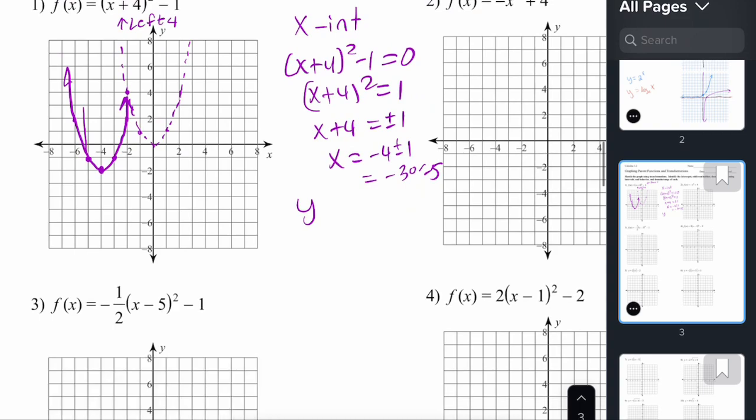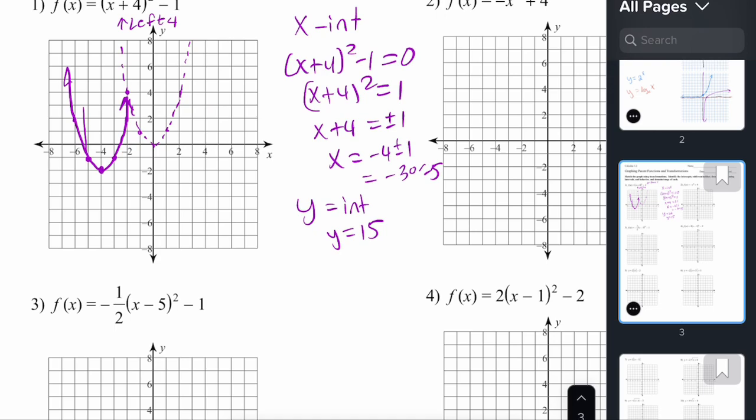But anyway, your y-intercept, if you just let it be equal to 0, that's going to be 16 minus 1, or 15. Okay, and that's why it's off the chart. So if it's off the chart, so be it.